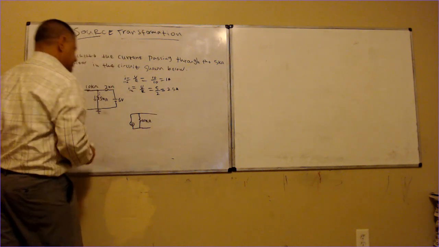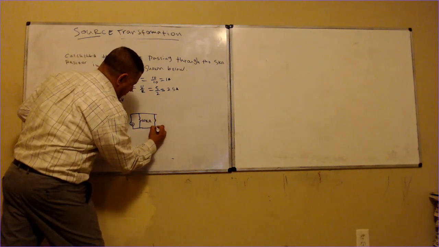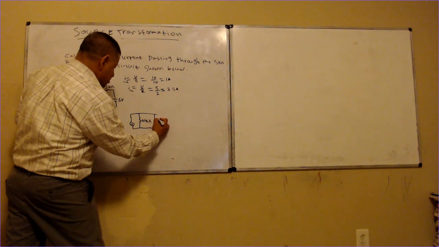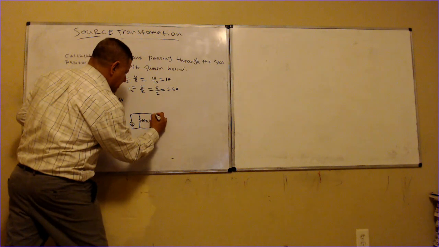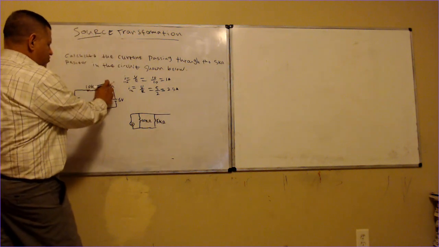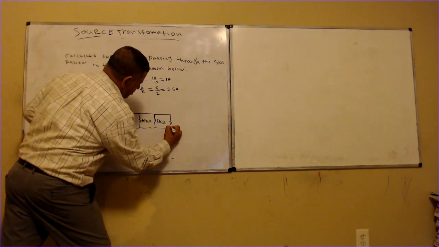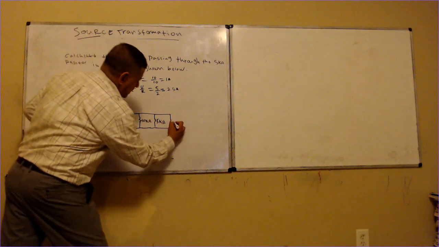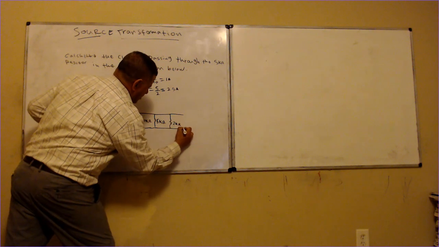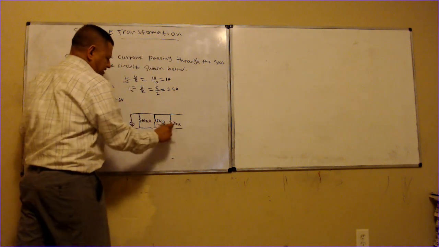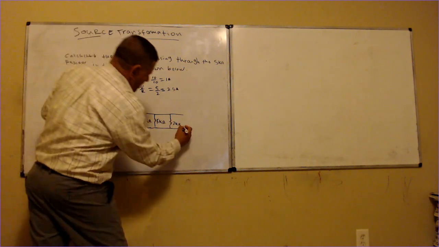Then this guy right here is the one that I'm looking for. So this is the 5 kilo ohms, and right here I have a 2 kilo ohms. And of course right here I have a current, and over here I'm going that direction, so I'm going up.